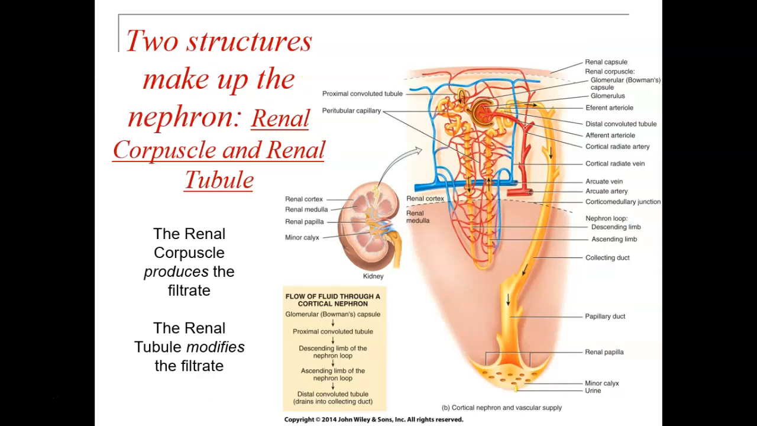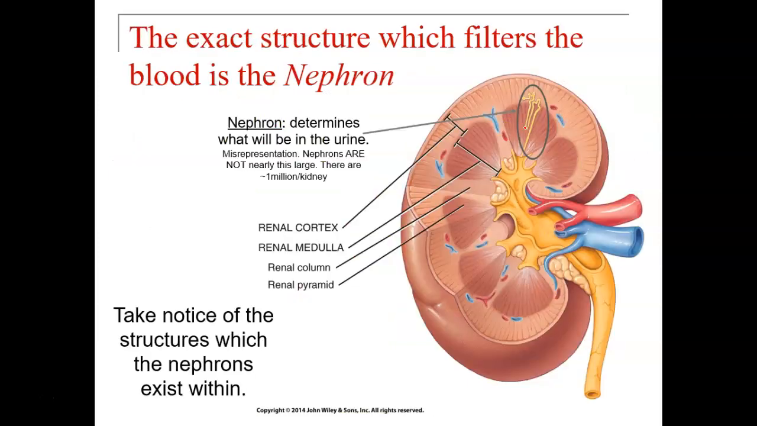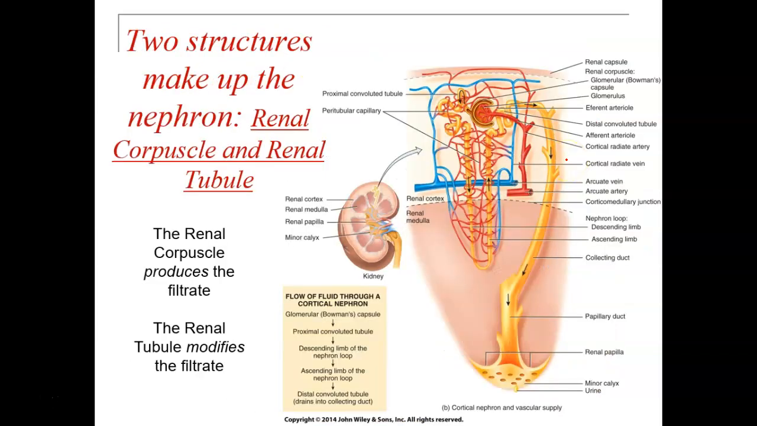So there are two structures which make up the nephron. If I take this and blow it up, that's what we're looking at right here. This is the nephron. There's the renal corpuscle, and there's something called the renal tubule. The renal corpuscle is what's going to produce what's called the filtrate.